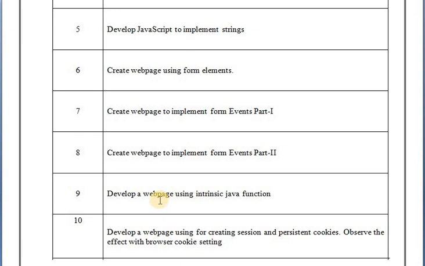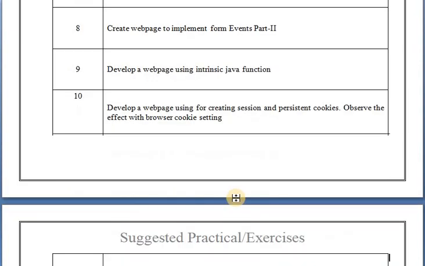Next is the 9th experiment. In this experiment, develop a web page using intrinsic JavaScript functions. By using intrinsic JavaScript functions, we have to develop a program. In that, we use the intrinsic, meaning built-in, functions, or disabling elements, read-only elements. This experiment is performed in the 9th practical.